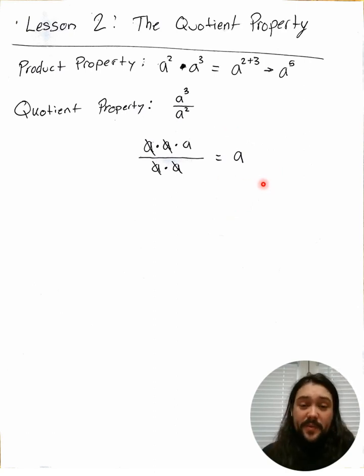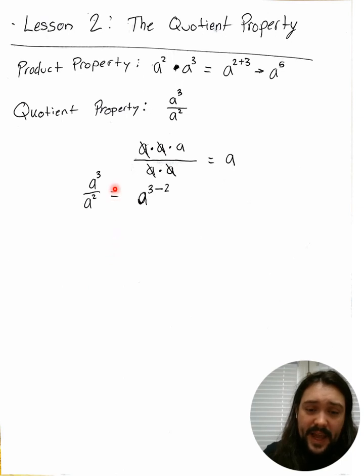Now, I don't want to have to write out the long form every single time I do this, so we're going to use this quotient property that allows us to write it like this. A cubed divided by a squared, or a to the 3, divided by a to the 2, is the same as a to the 3 minus 2. We combine the bases, and then instead of adding like we did on the product property, we're going to subtract. So the product property was multiplication, you add. This one is division, and you subtract.